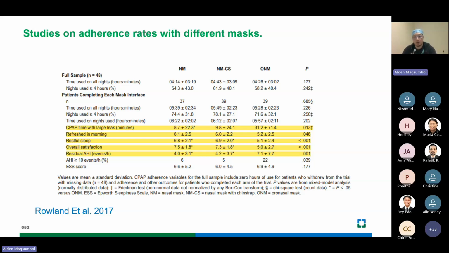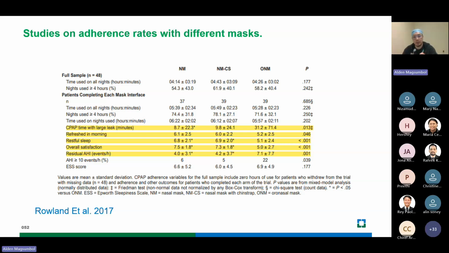And what they found: while CPAP adherence was similar across all mask types, the nasal mask resulted in lower AHI, fewer mask leaks, and higher patient comfort compared to the oronasal mask. And patients reported better sleep quality and greater overall preference for the nasal mask. The nasal mask with chin strap was also effective, but did not show much significance over the nasal mask.